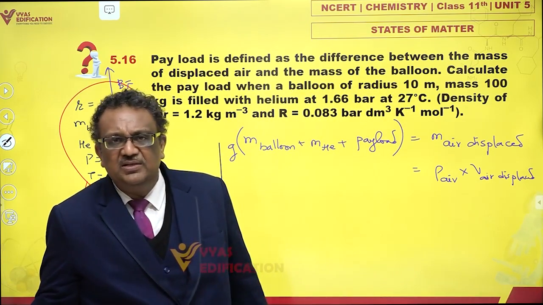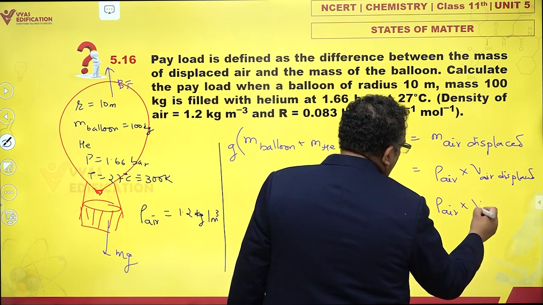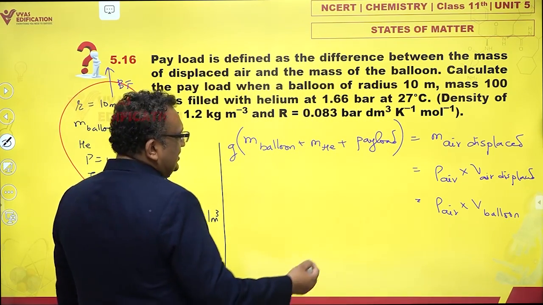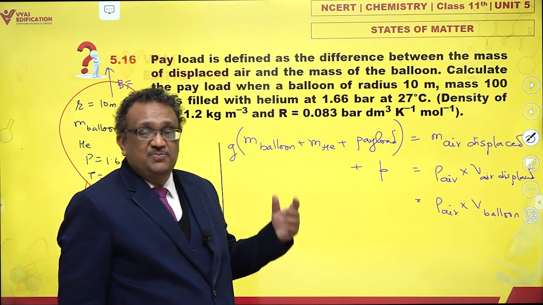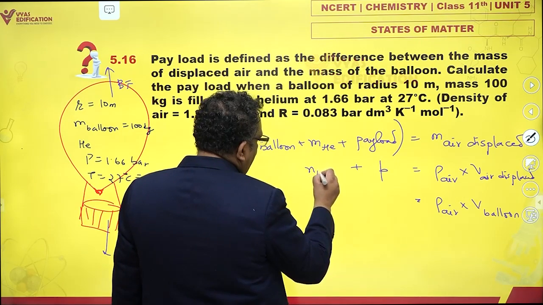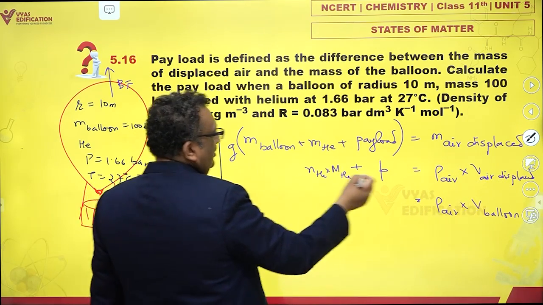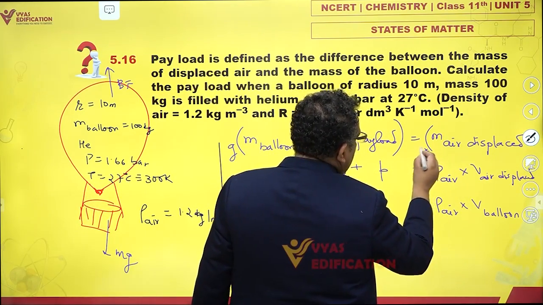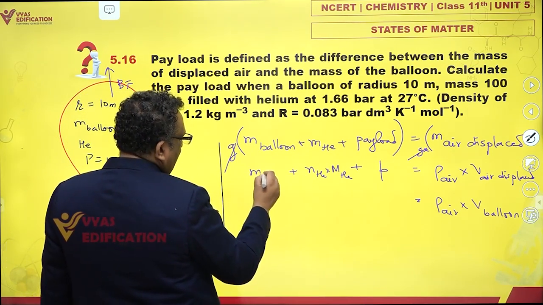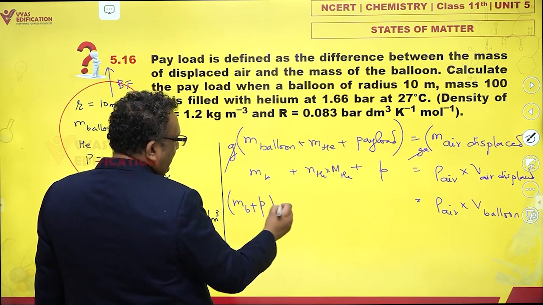But how much of air has been displaced? Same as volume of balloon. Density of air into volume of balloon. Let us say payload is some number P. How much is mass of helium? Mass is moles multiplied by molar mass. Moles of helium into molar mass of helium, which is 4. Mass of balloon is given to me. Of course, force is this much into gravity. Gravity will cancel away. So we don't need that in next step. Plus mass of balloon. Mass of balloon plus payload. They stay where they are.